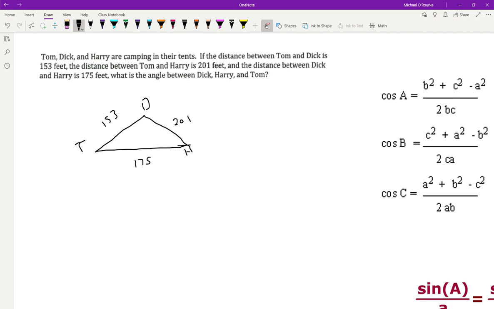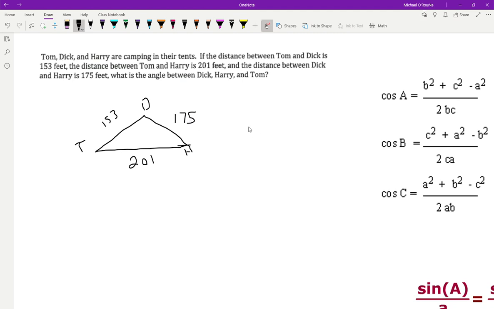Whoever, double check you have your sides right, because I'm looking at the last one that was posted. I have a sneaking suspicion of who it is because it's super small, but it's messy, so it's not that person. I have 201 between D and H. Oh, am I wrong? Oh, I'm wrong. Oh boy, I wrote that differently. Okay, let's do that again. Tom and Harry are 201, and Dick and Harry are 175. My fault. Okay.